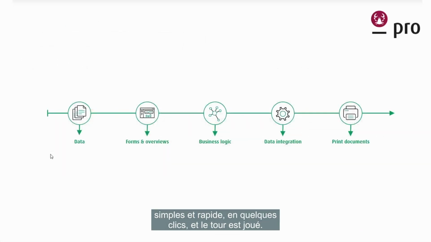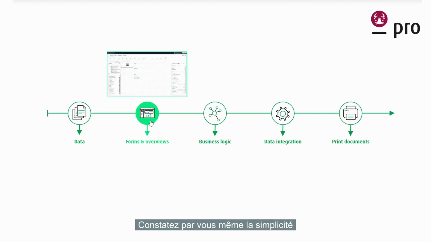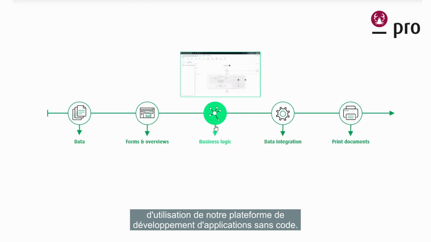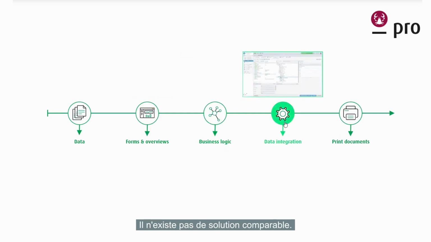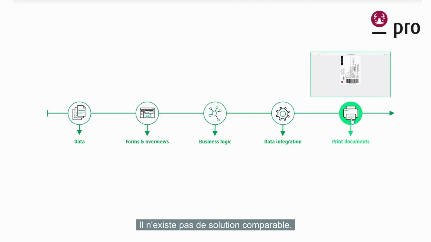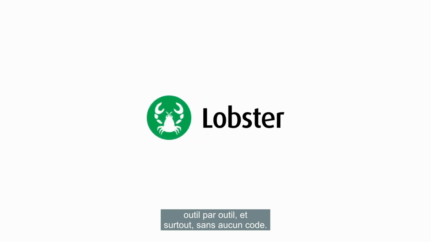And with that, we're done. It's only taken us 10 minutes to build an entire business application for managing parts. We hope you enjoyed our Lobster Pro series and have seen how easy it is to use our no-code application development platform. When it comes to optimizing work processes, there truly is no solution quite like it. Automate your processes, step by step, tool by tool, and most importantly, entirely no code.